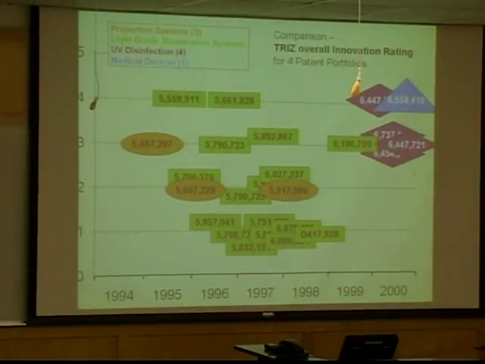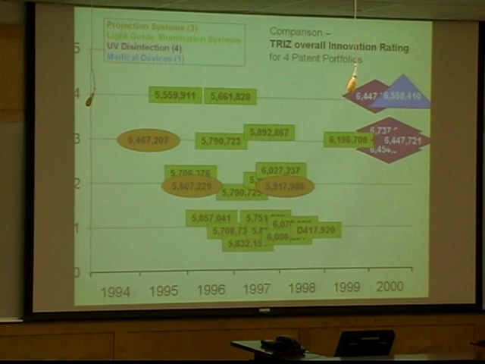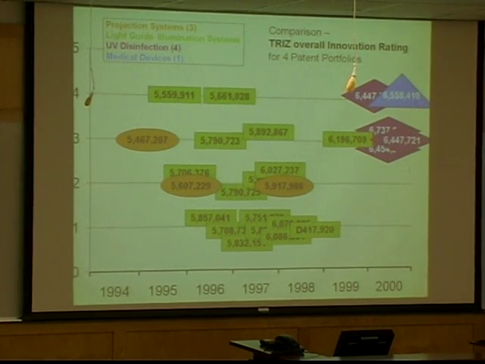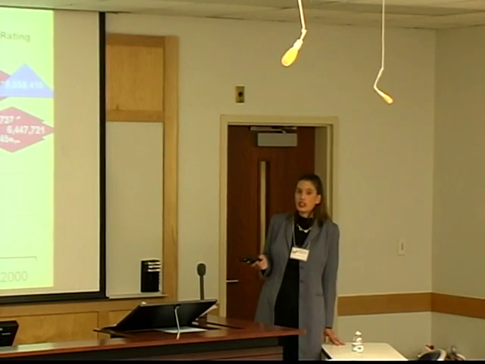Now you see the green patents, those patent numbers are part of the patent portfolio light guide illumination system. We have two level four patents, three level three patents, and many level two and level one patents there. Whereas the UV disinfection patent portfolio contains one level four patent and three level three patents. So these are very high level patents. Also look at the time frame. The patents for light guide illumination systems took about 6 years to be issued, while the UV disinfection patents were issued in less than a year.